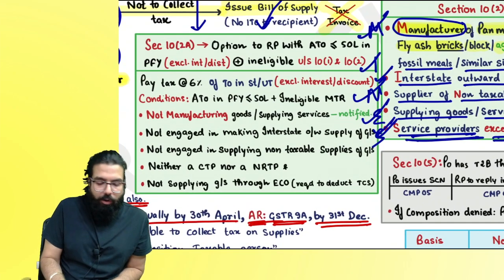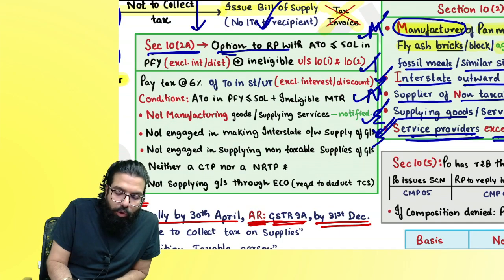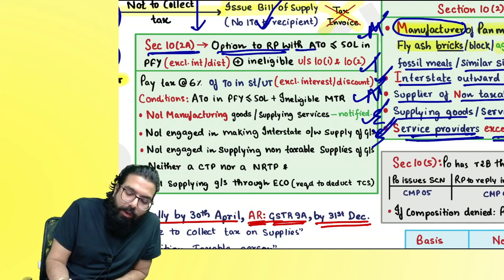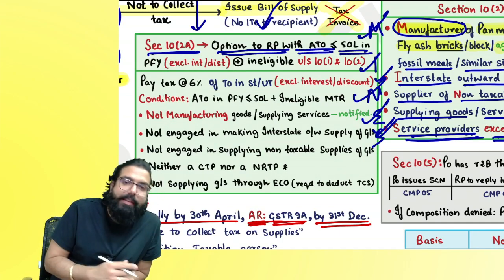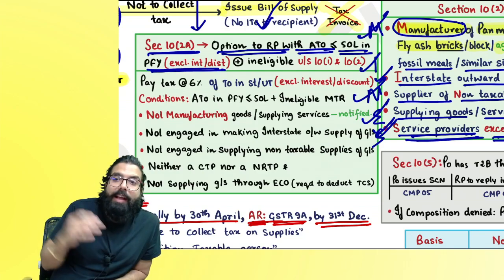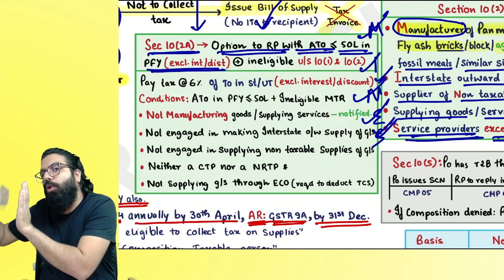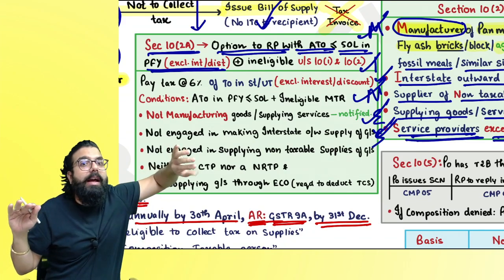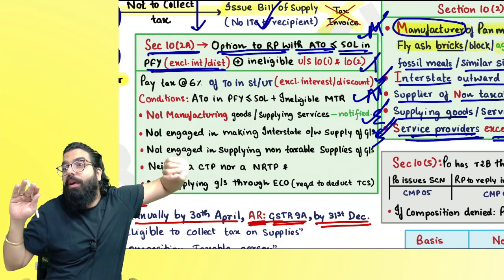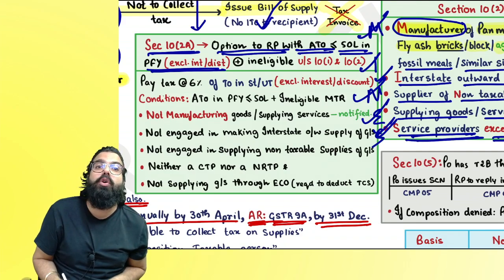What is section number 10.2A telling? Section number 10.2A says it's an option to whom? Registered person with aggregate turnover less than or equal to 50 lakhs in the preceding financial year, excluding interest or discount. So if your turnover in the last year was up to 50 lakh, then in the current financial year, up to a turnover of 50 lakh, you can go for an option of section number 10.2A.